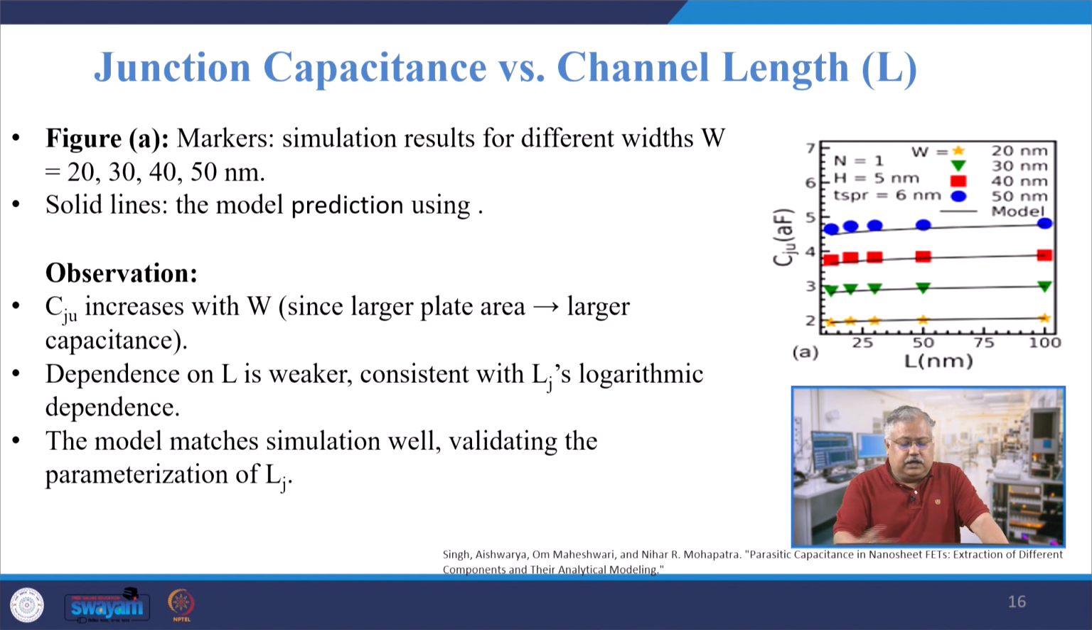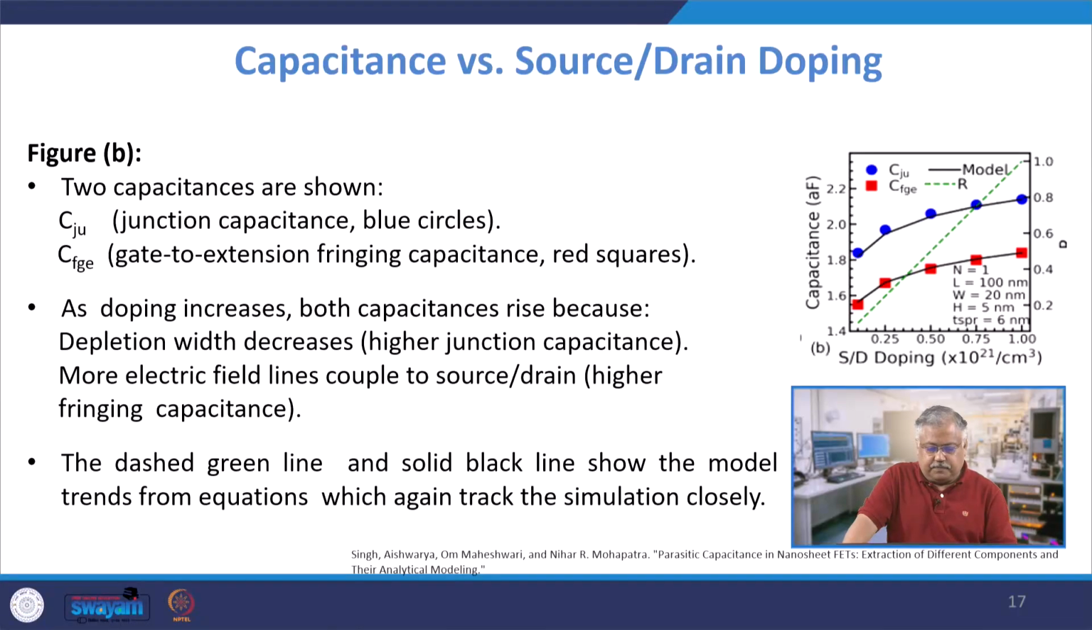Now we will look into junction capacitances versus channel length. The authors have plotted CJU versus the channel length for different widths. The width was varied from 20 to 50 nanometer with a step size of 10 nanometer, and the observation was that the CJU value increases with W. However, its dependence on channel length is relatively weaker. With W, it of course increases because the area goes on increasing. The solid lines are the model predictions, and the dotted lines are your model parameters.